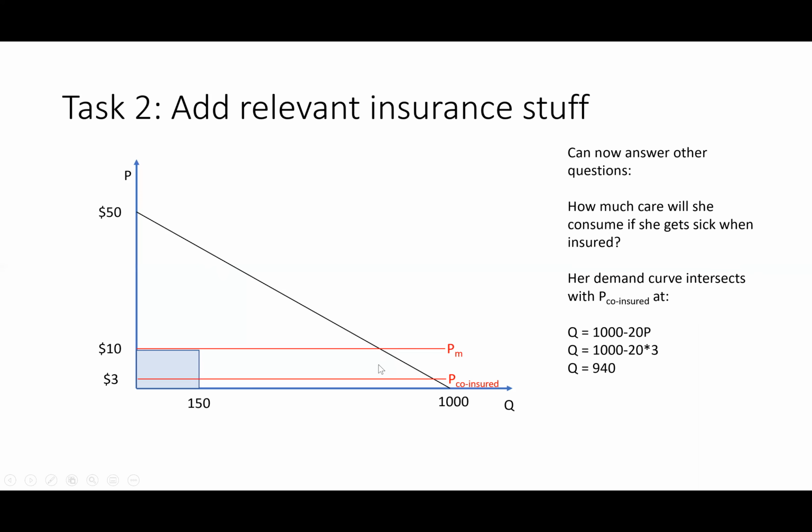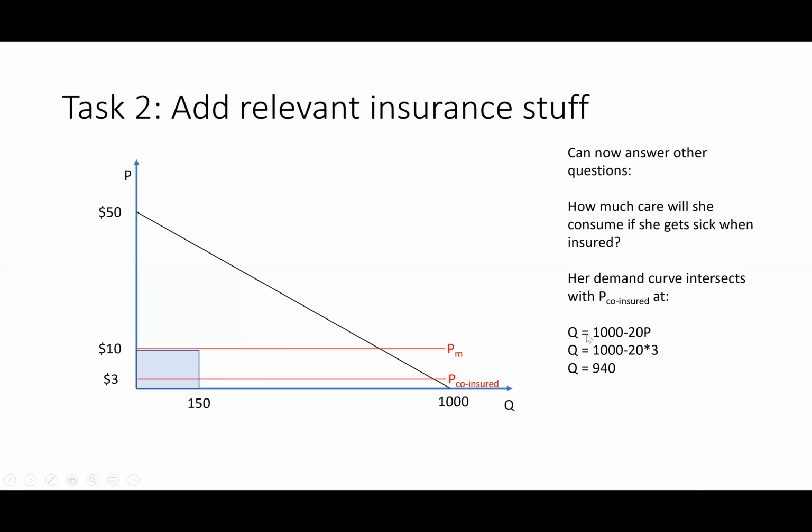And now that she's passed her deductible, the market price, or the PM, isn't really relevant anymore because she doesn't pay it. So she pays along this $3 line instead. And so she will consume the amount of care out to the point where P co-insured, this red line, intersects with her demand curve.